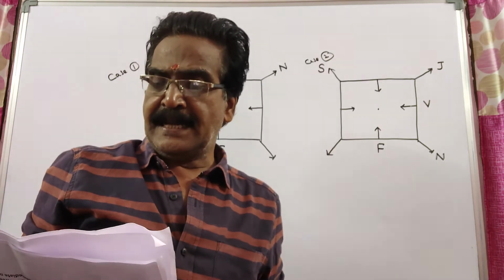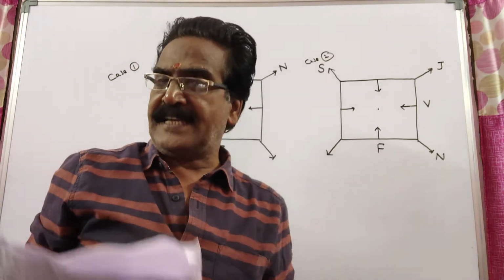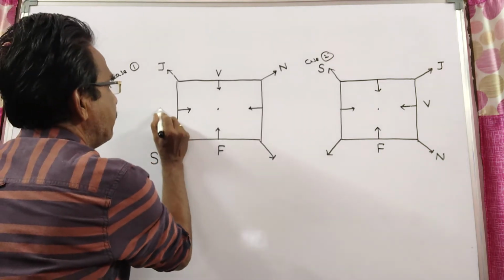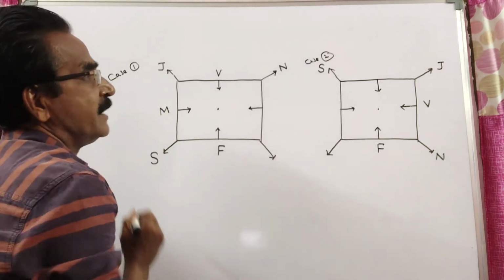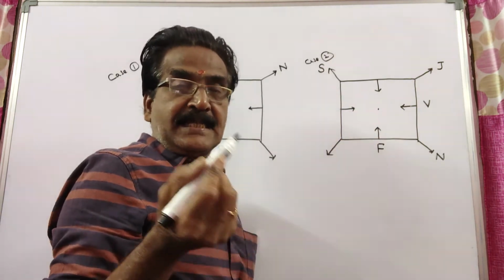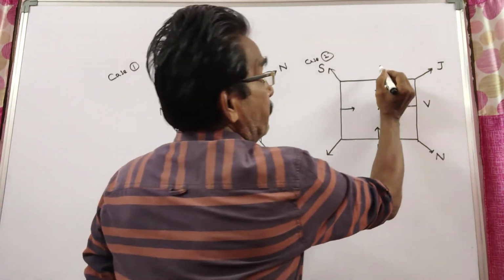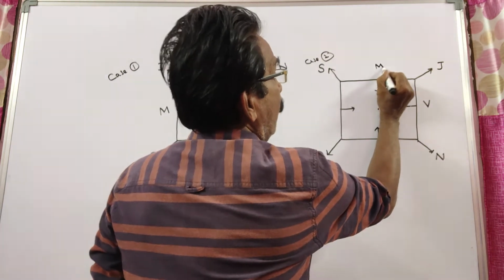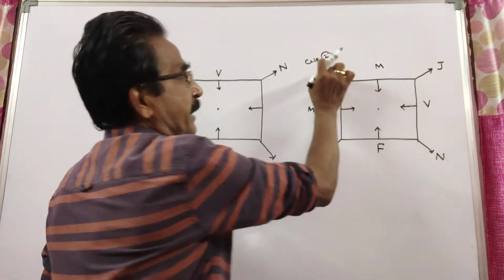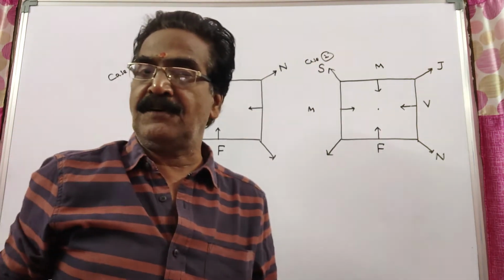Next one, M is an immediate neighbor of S. So M is here. If you take here, M is an immediate neighbor of S. Then M can be here or M can be here also. These two people are immediate neighbors of S.